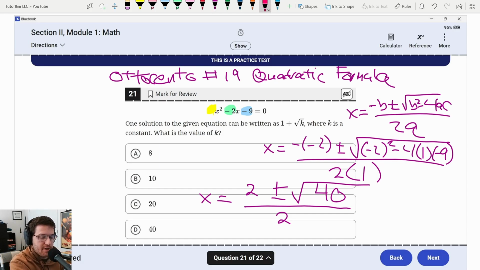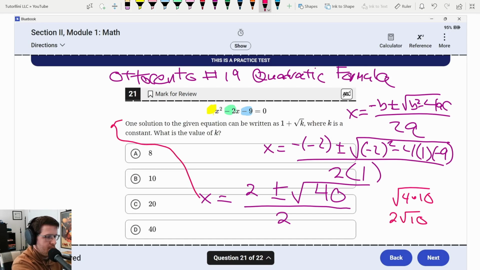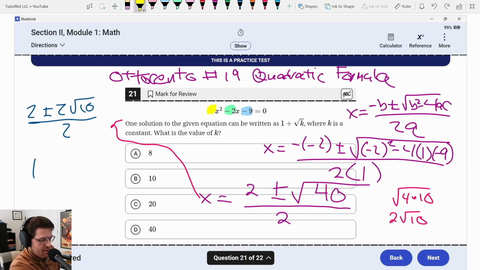The largest perfect square that goes into 40 is 4. So I could rewrite this as 4 times 10. Pull out the 4, square root of 4 is 2. This would be 2 root 10. So I'm going to come over here, and I'm going to do 2 plus or minus 2 root 10 over 2. Now we can split the fraction. 2 over 2 is just 1. And then 2 root 10 over 2 is just root 10. So we get 1 plus or minus root 10.